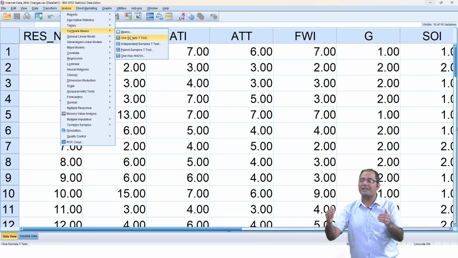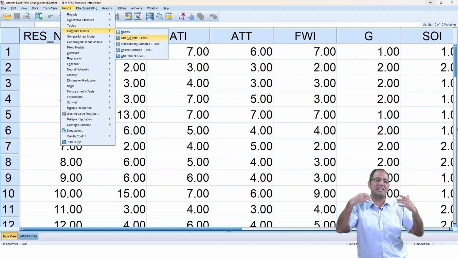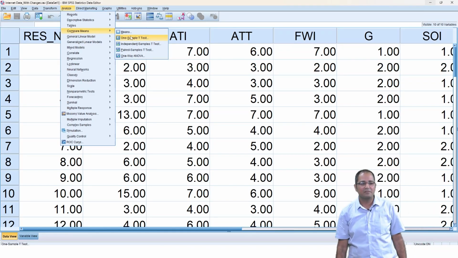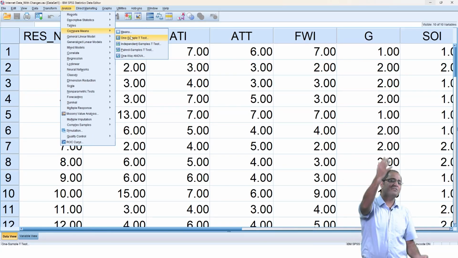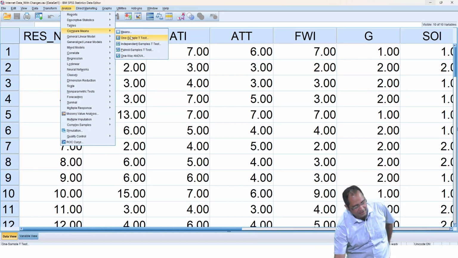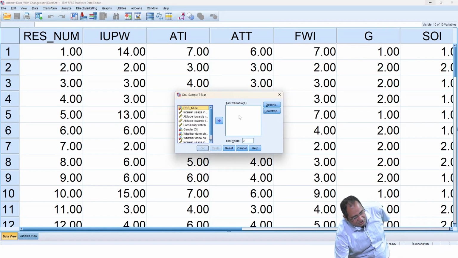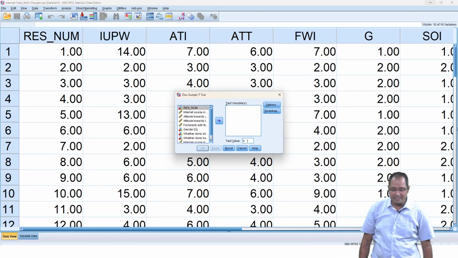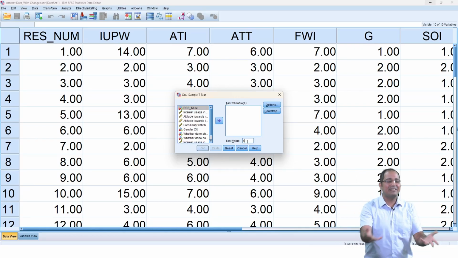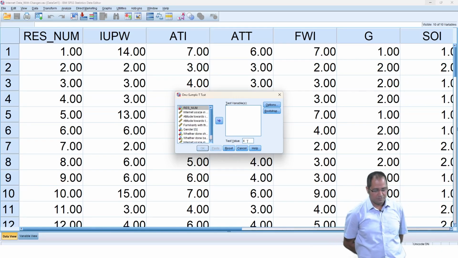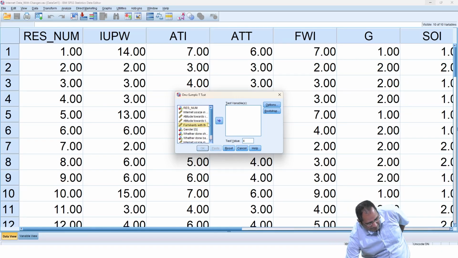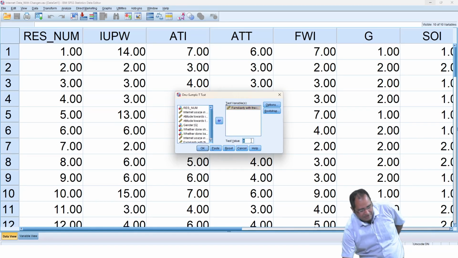So always when we are doing hypothesis testing, we are using the sample to infer something about the population. Sample is only one of the ways by which we infer about the population. So here, Compare Means, One-Sample T Test, you will get this window. Now we want to compare it with 4, whether the mean familiarity rating in the population is equal to 4. Mu is equal to 4. So familiarity we will move into the test variable, and test value we will keep as 4.